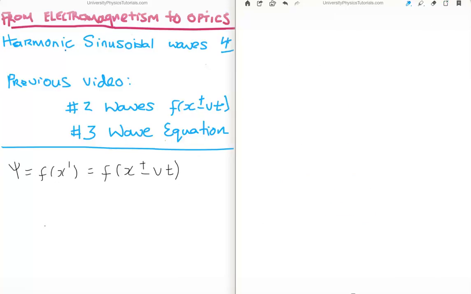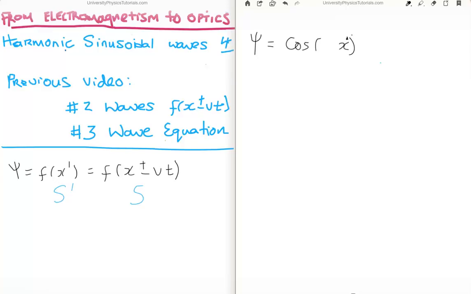So it's now time to start talking about harmonic waves. We saw in a previous video, video number 2 specifically, that we can write the wave function as a function of x prime in the S prime coordinate system, or x plus or minus vt in the S coordinate system. So what we're going to do now is see if we can use our harmonic or sinusoidal waves as our wave function. That means we're going to have the following: psi is going to be cos of x. But the important thing to note here is we'll say x prime, just for the moment.